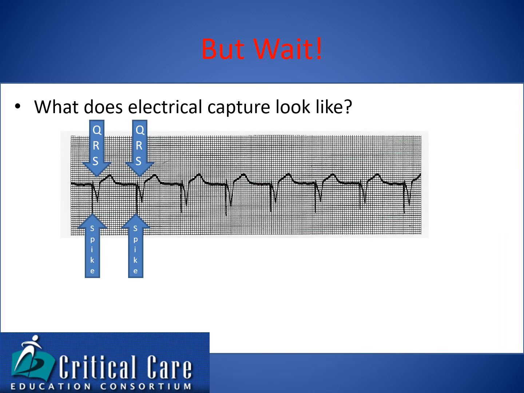So look at this. What does electrical capture look like? The pacer spike is actually an artifact showing the impulse that has been generated. This is an example of 100% ventricular paced rhythm. The pacer spike is the pacer firing and is seen as a vertical straight line on the EKG paper.